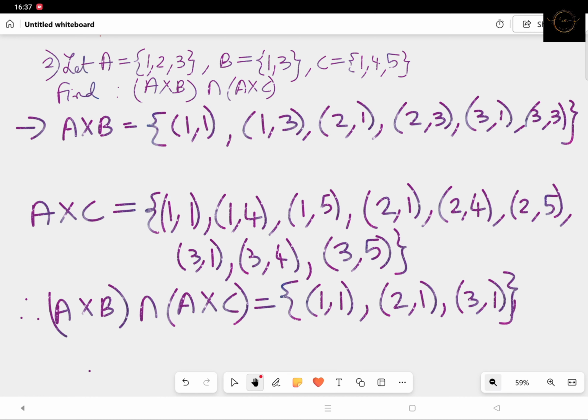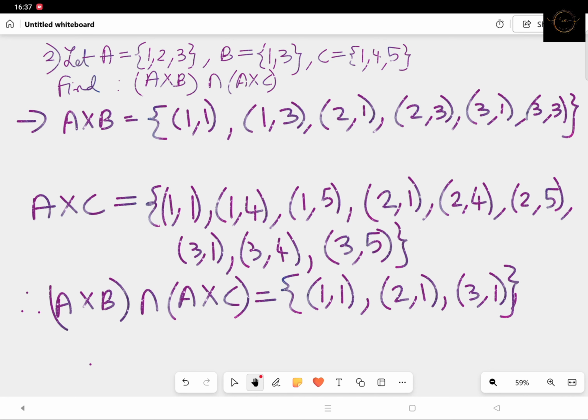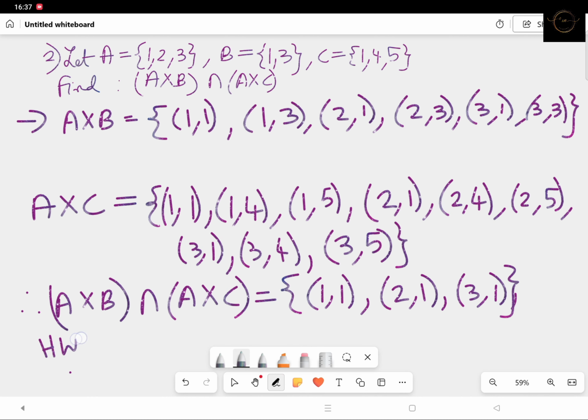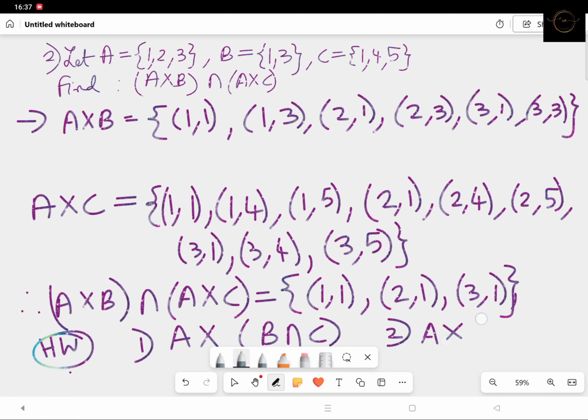For this sum, a few homeworks I'll give you. For the same sum, A, B and C, three sets are given. You will just do these two as homeworks. This is one: you will find out A into (B intersection C), and number 2, you will find out A into (B union C).